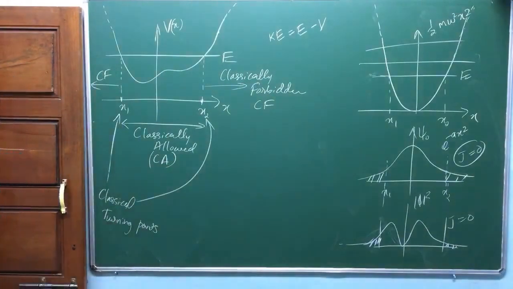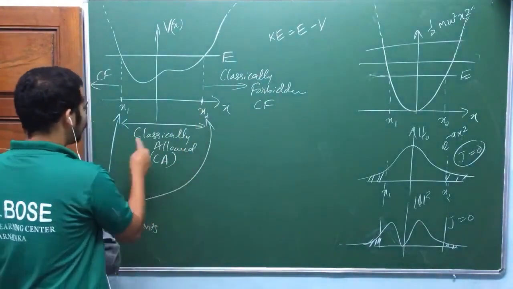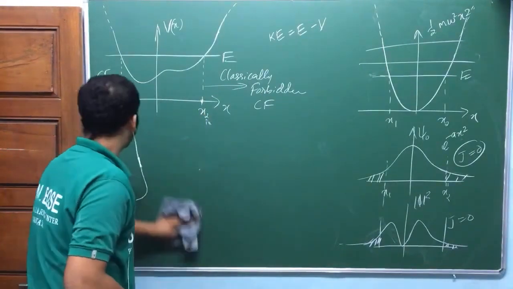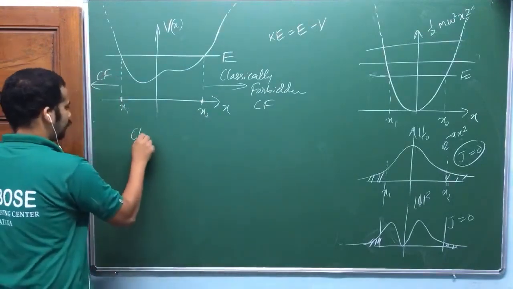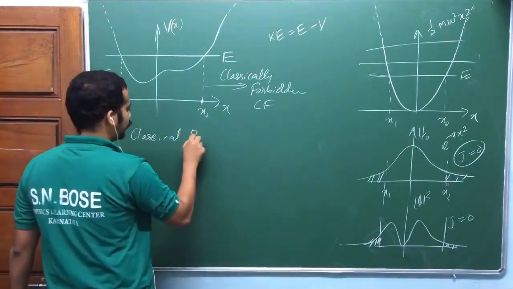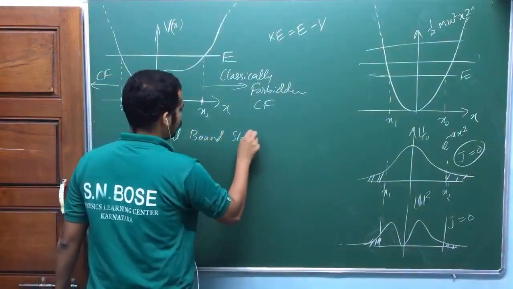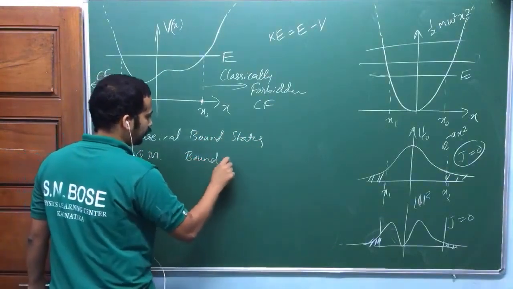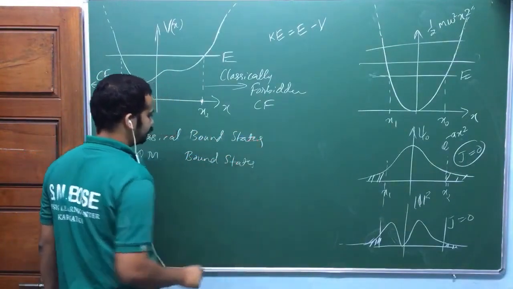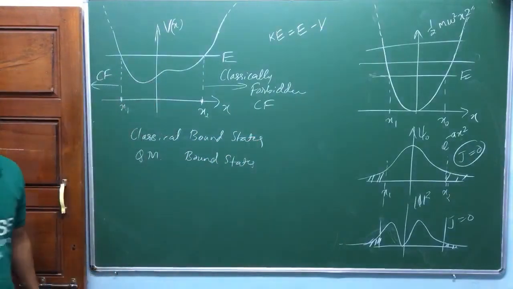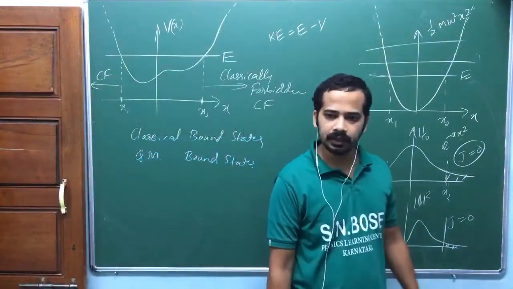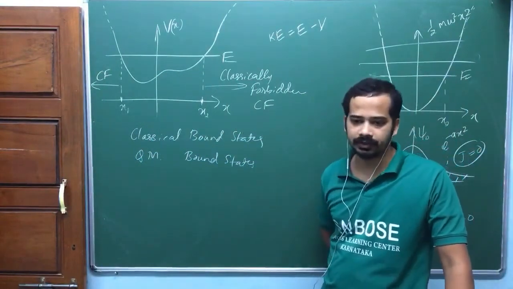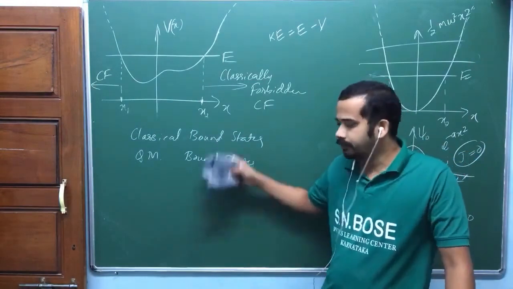Now, what I am saying is, again, I hope you got this: classical turning point, classically allowed, classically forbidden. I hope you know all of these points. So this kind of potential will allow a classical bound state, and this will allow a quantum mechanical bound state. It will allow only bound states. But in a quantum mechanical bound state, the particle can exist outside the classically allowed region. That's the only difference. But the particle will not escape out to infinity in any of these cases.